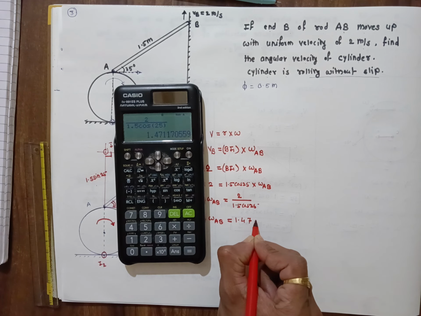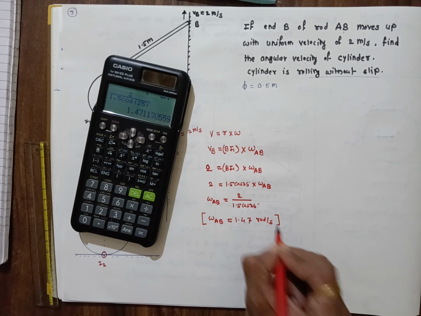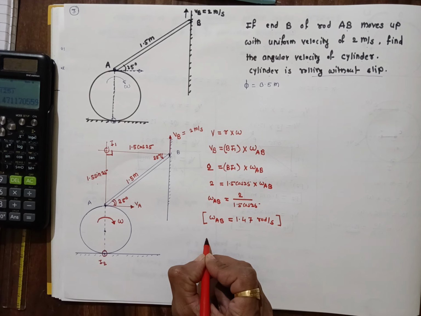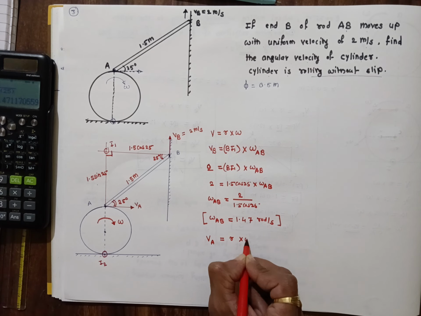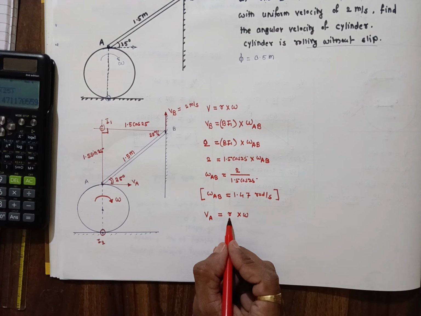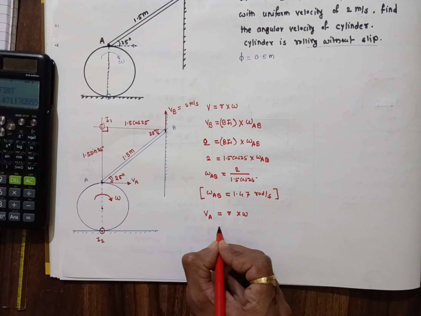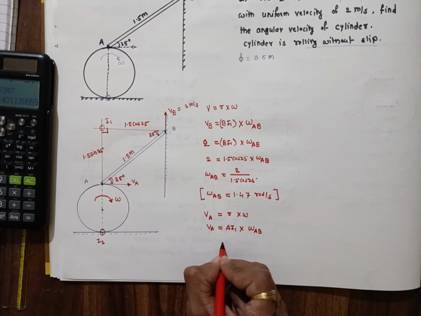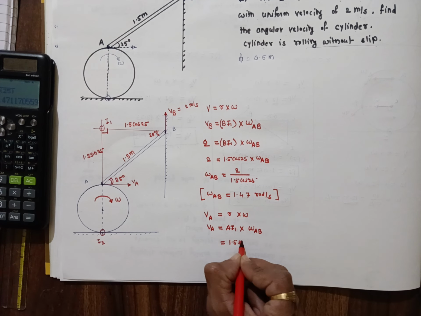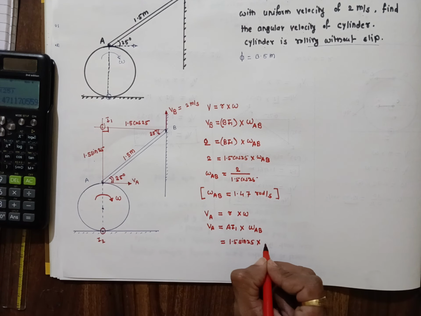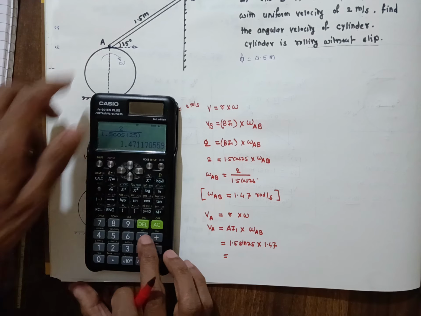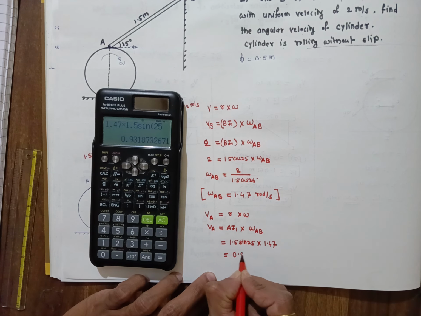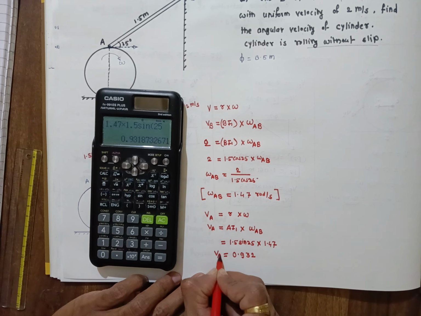So omega AB is 1.47 rad per second. So this is the angular velocity of this rod AB. From this angular velocity, find out VA. So now write the equation for VA. VA is equal to R into omega. Now here R is the radius for the point A, so distance AI1 into omega of the rod AB. So this is VA. Now AI1 is 1.5 sine 25 into omega AB, which is 1.47. So this is 0.932. This is the velocity of the point A.